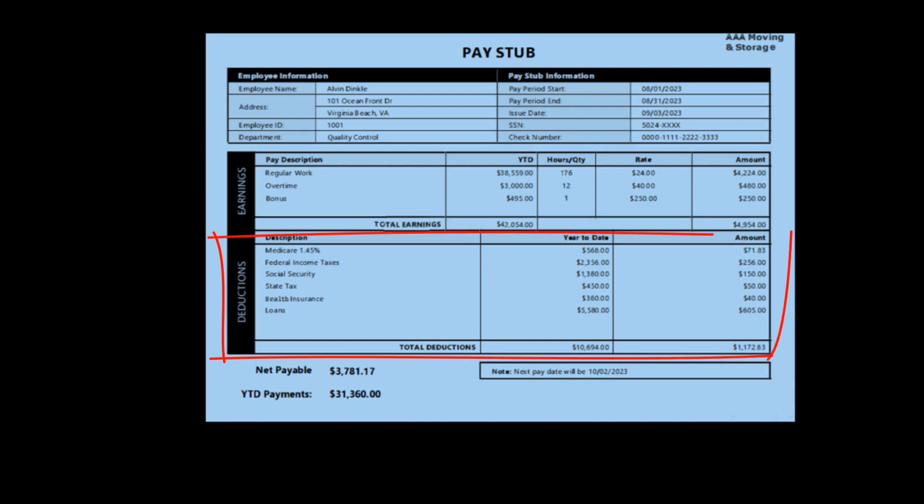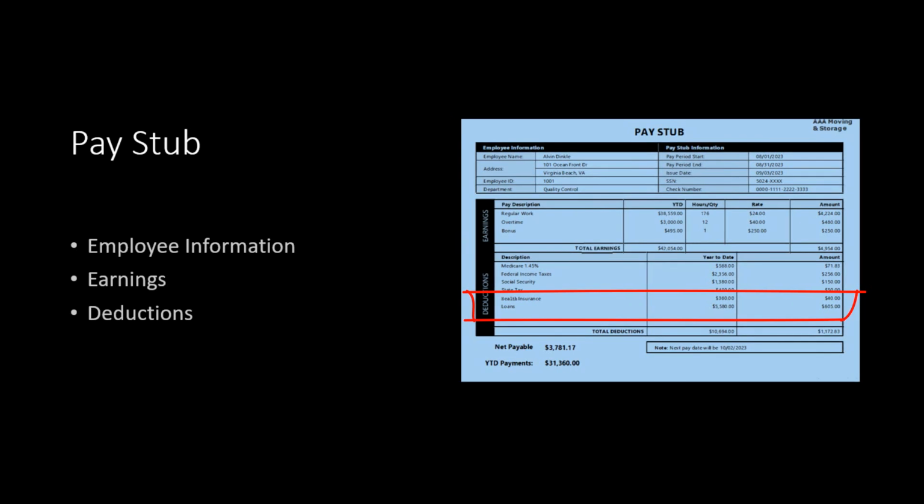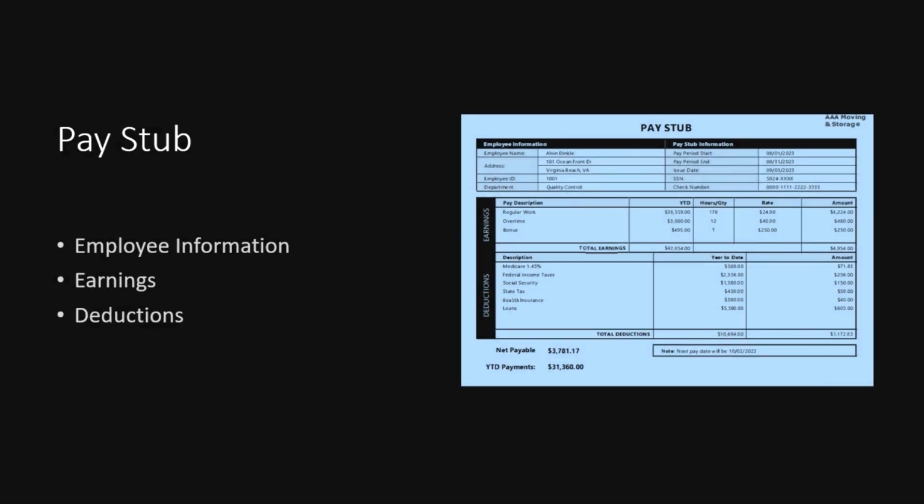The third component is the deduction section. The deduction section contains two types of deductions: mandatory and voluntary deductions. The mandatory deductions include federal and state taxes, Medicare and Social Security taxes, and can include garnishments such as child support wage withholdings. The voluntary deductions, as the word suggests, depend on what the employee has elected to deduct from his or her paycheck. Here, Alvin has elected a health insurance deduction and to pay a loan. None of Alvin's deductions are relevant in determining gross monthly earnings for child support purposes.